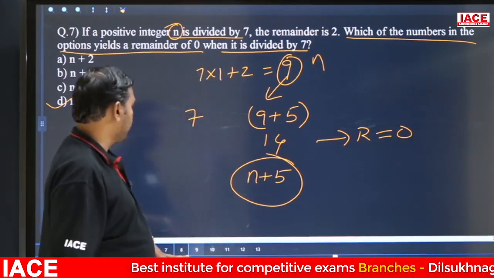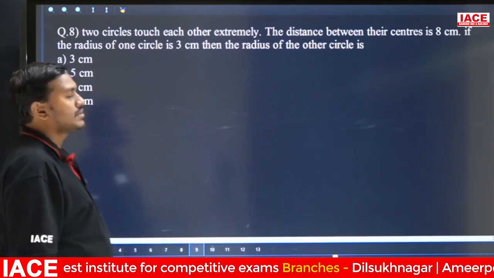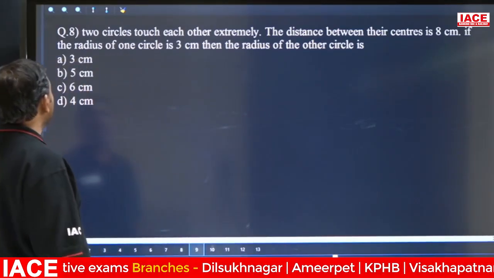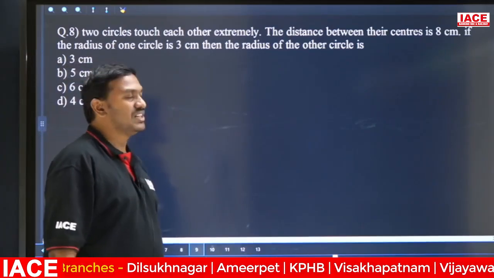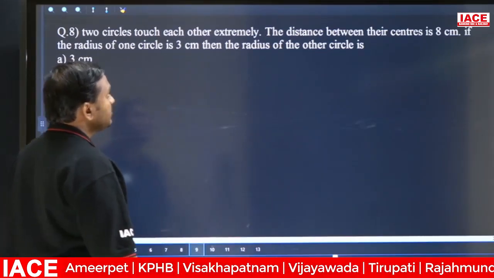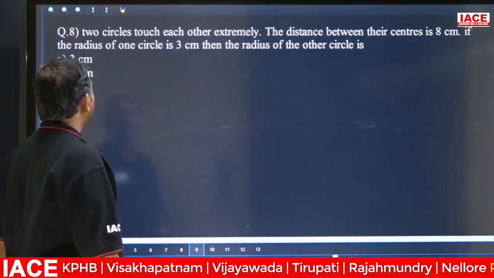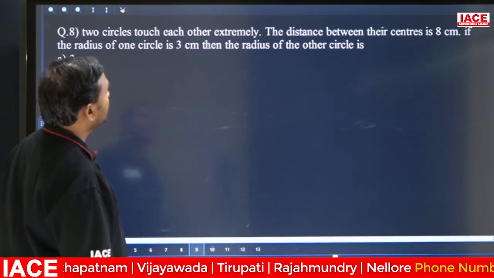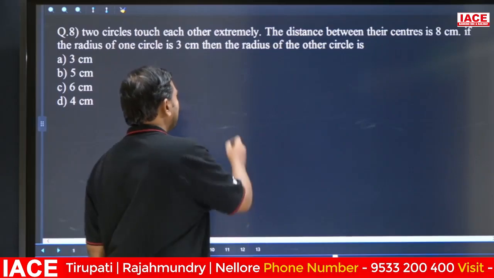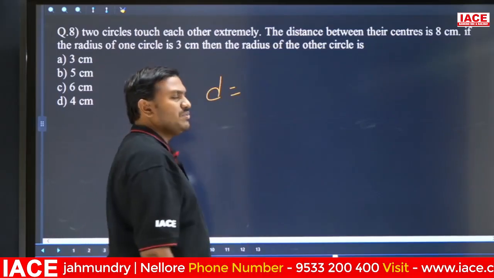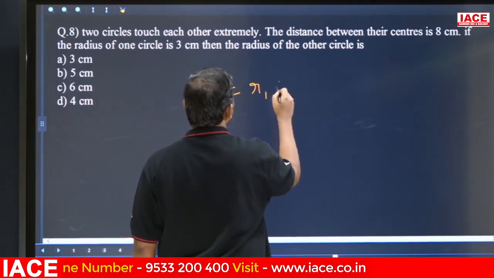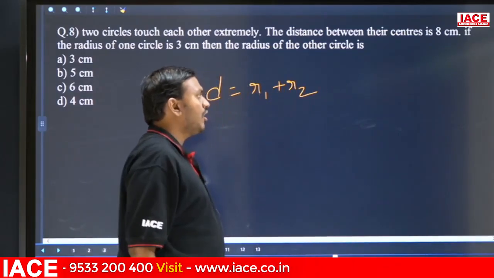Then next question. Yes, again a geometry question. What is that? Two circles touch each other externally. The distance between the centers is 8. If the radius of one circle is 3, then find the radius of the other circle. If two circles touch each other externally, then what is the relation between the distance between the centers and the radii? D equal to R1 plus R2.